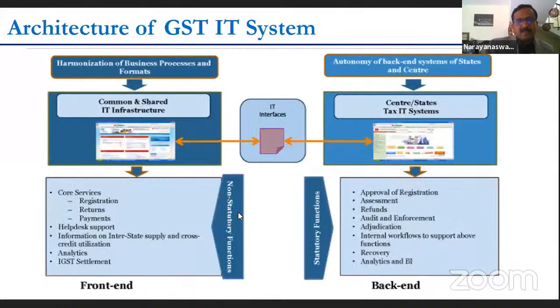You see, it's the diagram which is showing how the IT interface is functioning. There is a platform. On the one hand, in the front end, what we call the taxpayer can operate. He can file his returns, he can register, he can make the payments, all the activities he needs to do, he can do it.